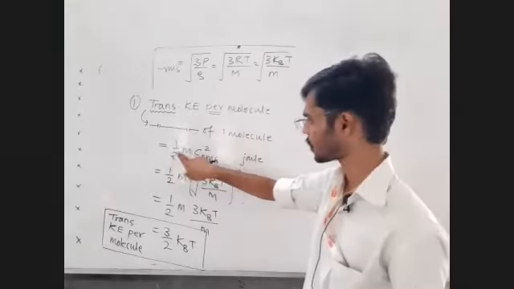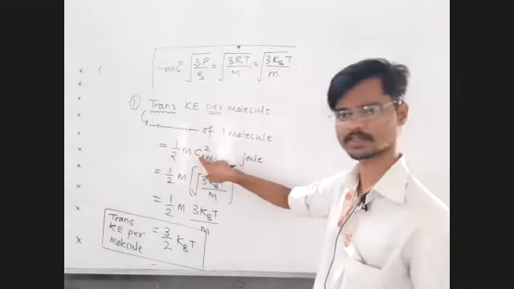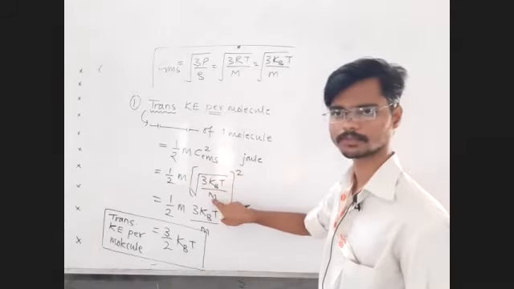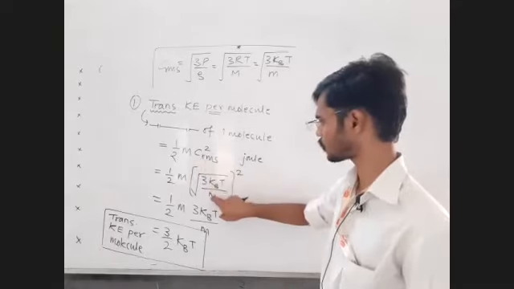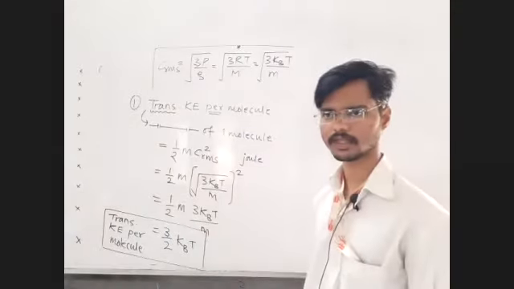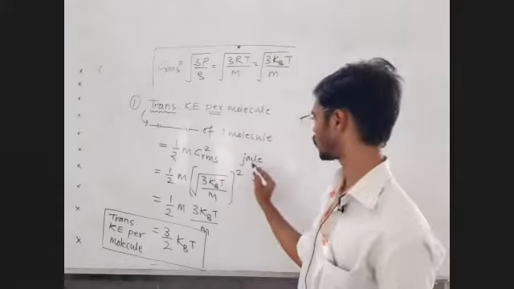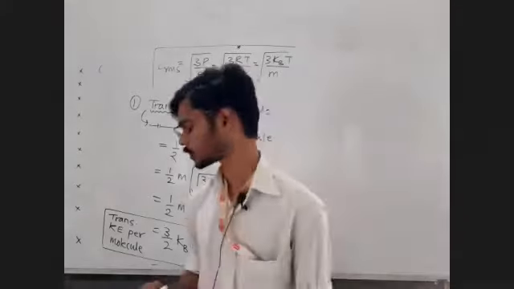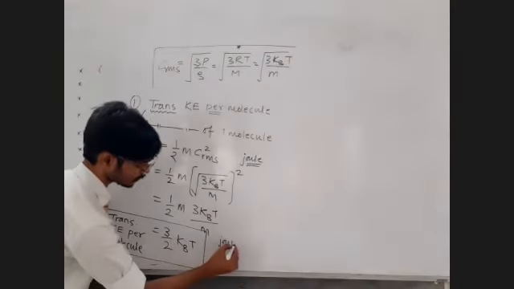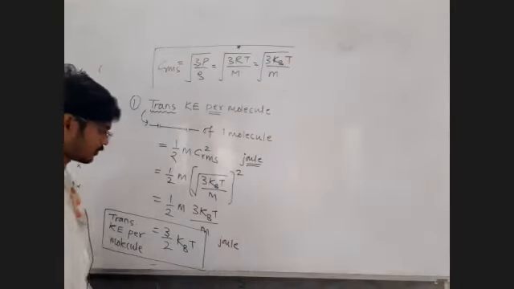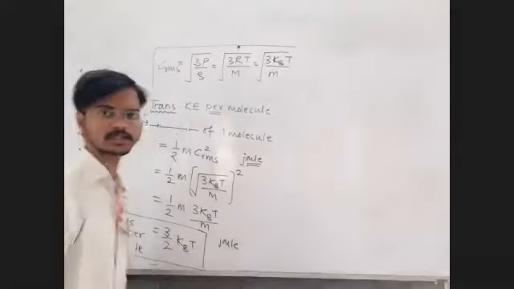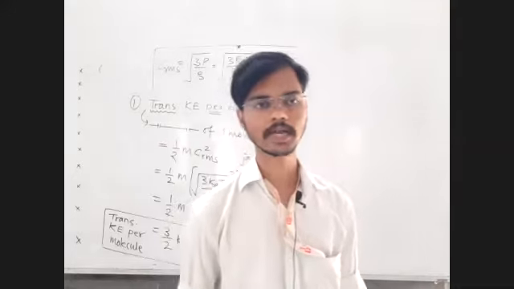So 1/2 mass of one molecule into CRMS square. Now replace the CRMS in terms of the mass of one molecule and you will get the answer. This answer should be in units of joule, or joule per molecule, but no one will write that per molecule, so you will simply write these many joule. So the answer is 3/2 kBT.